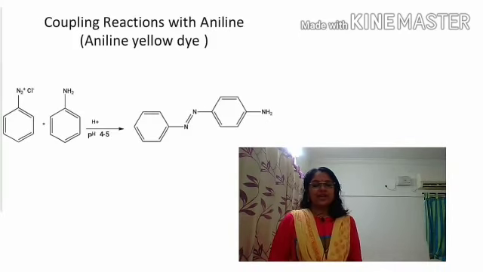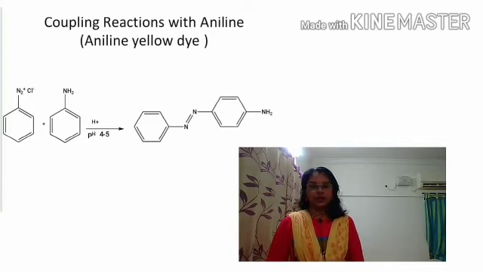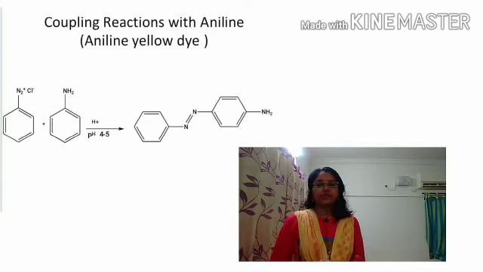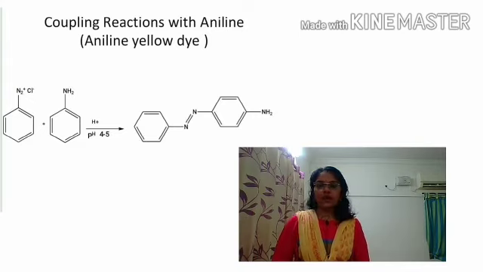Similarly, when benzene diazonium chloride is treated with another electron-rich compound like aniline, it results in the formation of another dye called aniline yellow. One important point to note is that aniline is basic in nature, so we carry out the reaction under slightly acidic conditions. Then we get para-aminoazobenzene, which is otherwise termed aniline yellow.